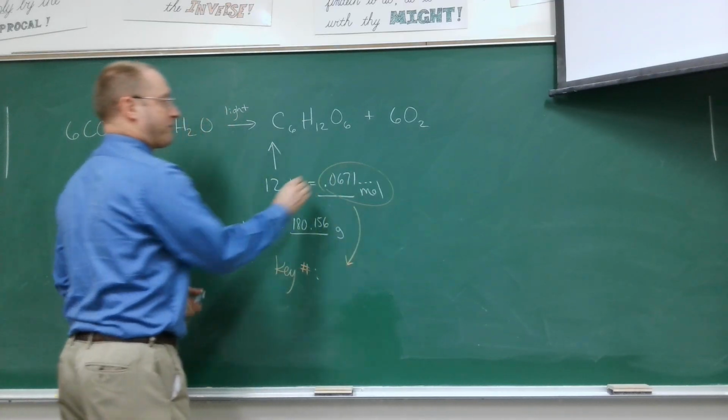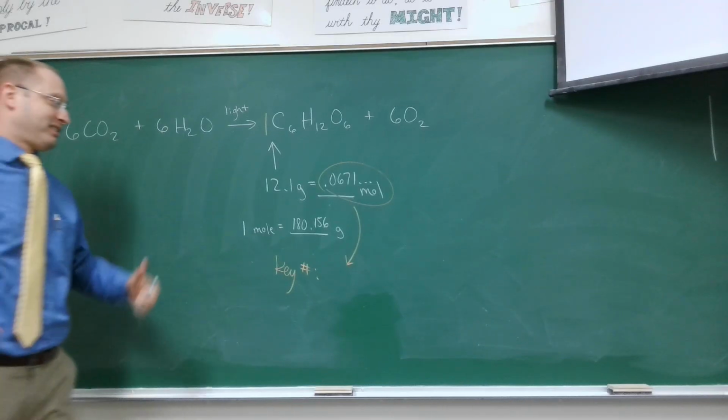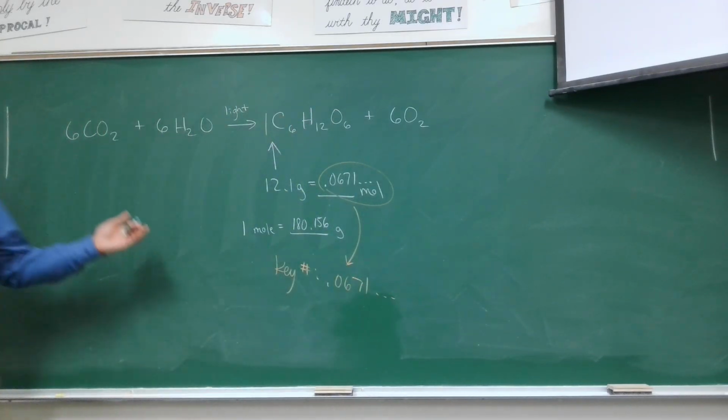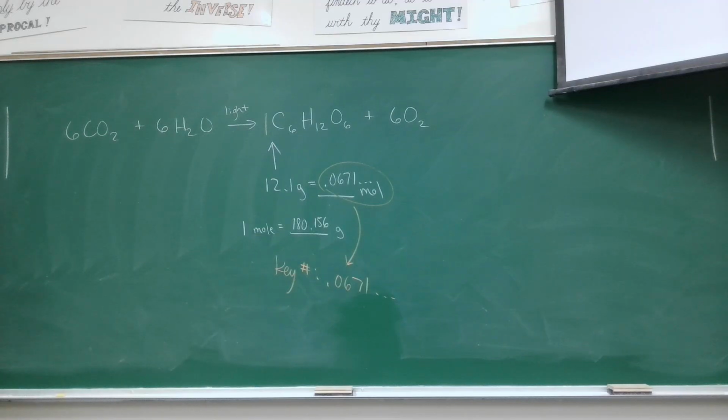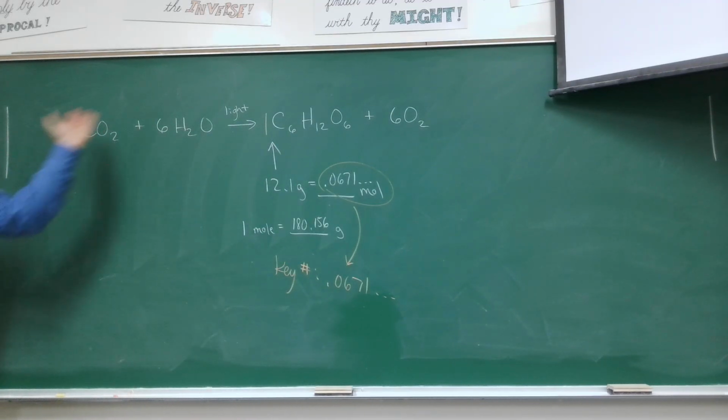Divide it by the coefficient. So what's my key number? 0.0671, and so on, right? That's my key number. Once I know that key number, I can figure out how many moles of everything else I need. Does that make sense? Any questions from anyone on that?